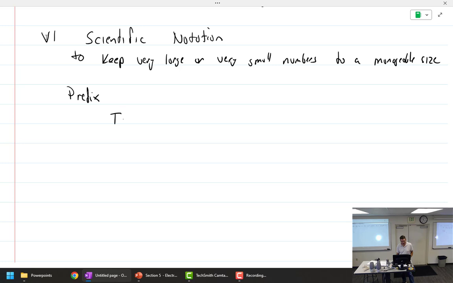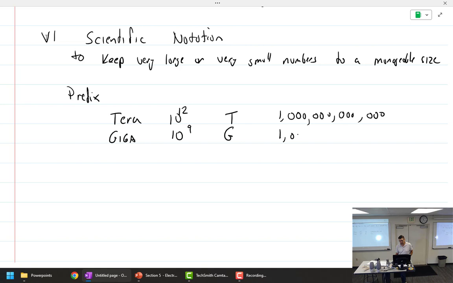So tera. Tera is 10 to the 12th power. Its symbol is T, and that'd be 1, 2, 3, 4, 5, 6, 7, 8, 9, 10, 11, 12. That'd be that many. Giga, which is 10 to the 9th, which is a big G, so it's 1, 2, 3, 4, 5, 6, 7, 8, 9.